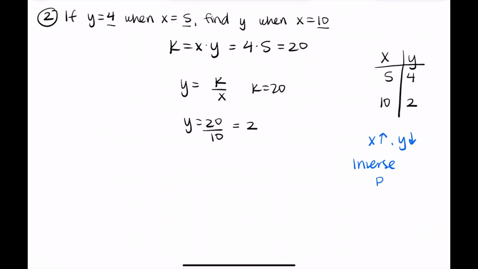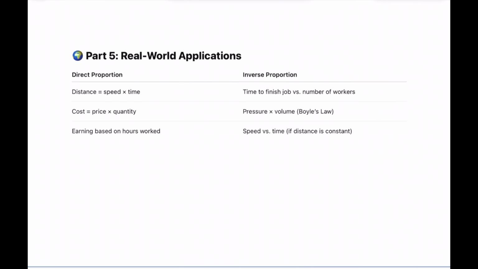So that wraps up our practice problems for today, but I just wanted to show you guys this has a lot of real-world applications. So let's go through a few examples of direct proportion applications in the real world. One would be the distance formula. Two, you have the cost formula, and anything like the more hours you work, the more you will earn.